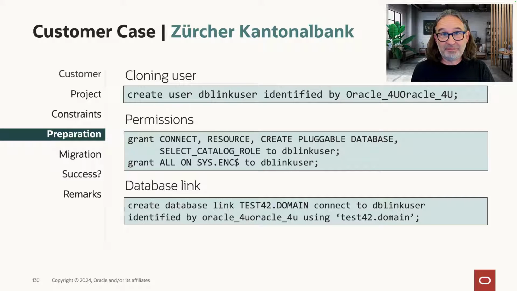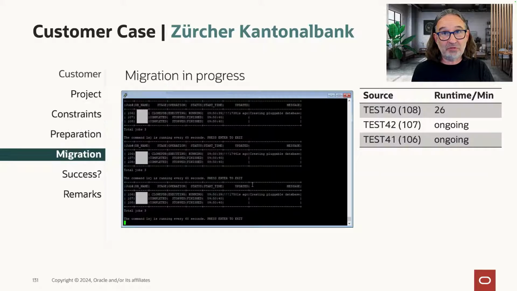What did we do? We created the cloning user in all the source databases and added all the required privileges Daniel showed you before to the cloning user. Of course, once you're done, you can clean it up. And then we created 3 different database links from the CDB into the 3 different non-CDBs because we wanted to run this all at the same time. And let's see how that worked.